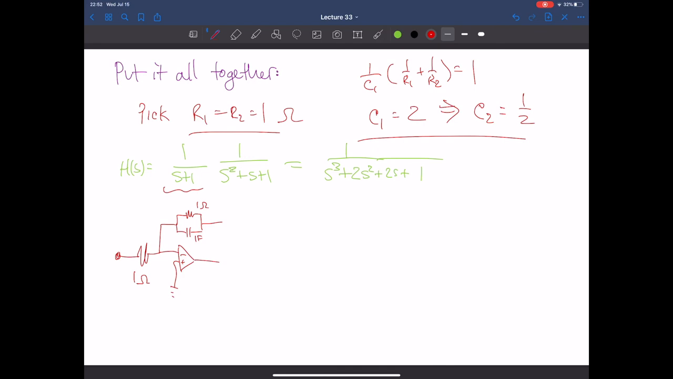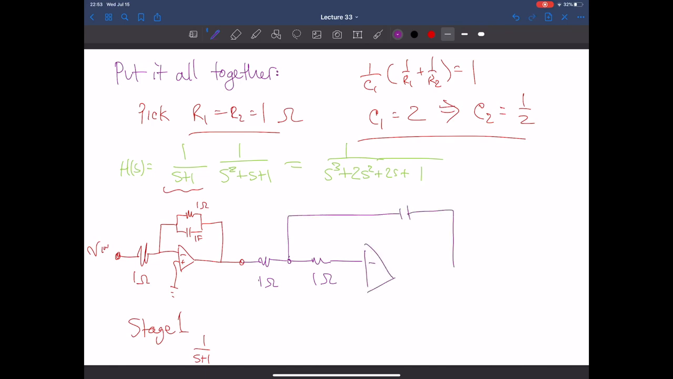Okay, there goes that. That goes to ground. And there's my stage one. This is the 1 over S plus 1, so this is my VN. And then I just tack this onto my next stage. And here I have 1 ohm, I have another 1 ohm. This pops over, got a nice little capacitor in there. This goes into the positive terminal. Don't forget that part. This comes over and that connects up there. And so this is V out.